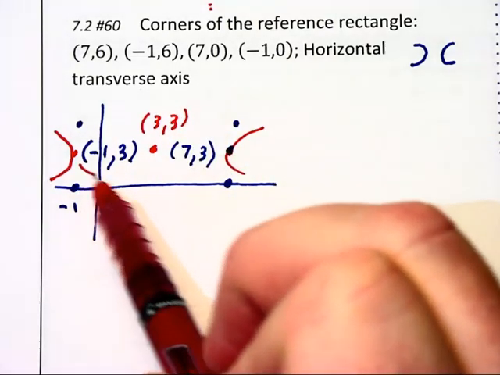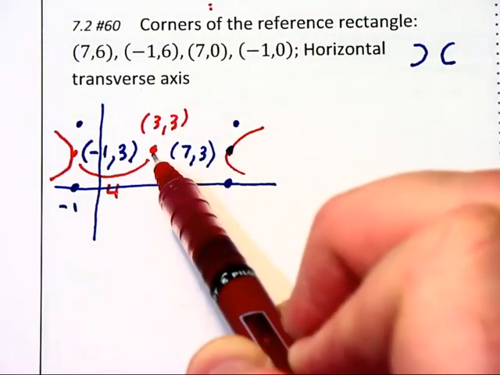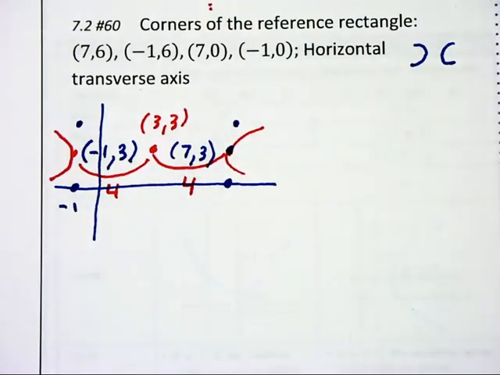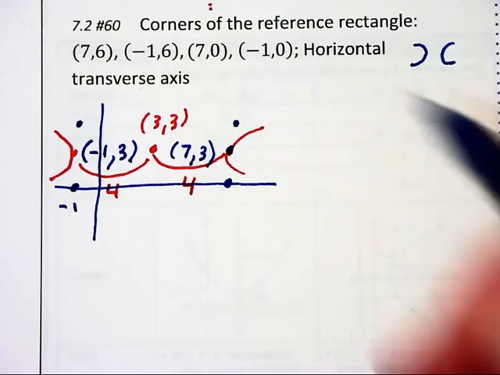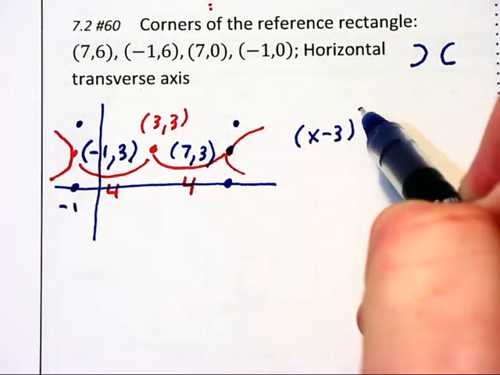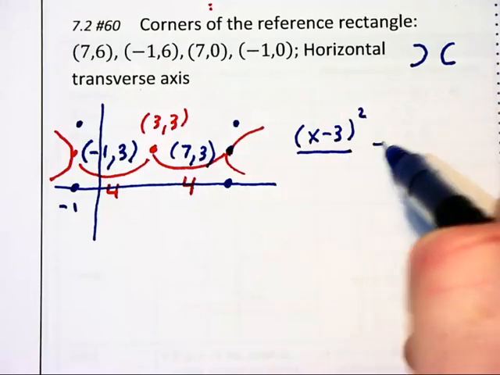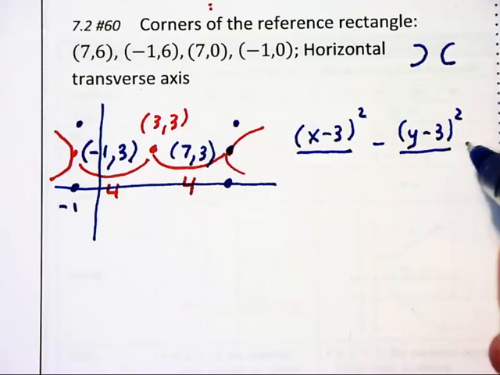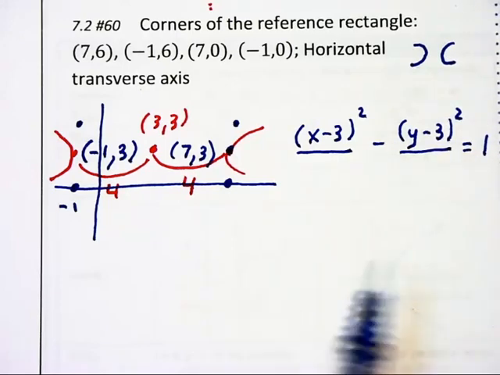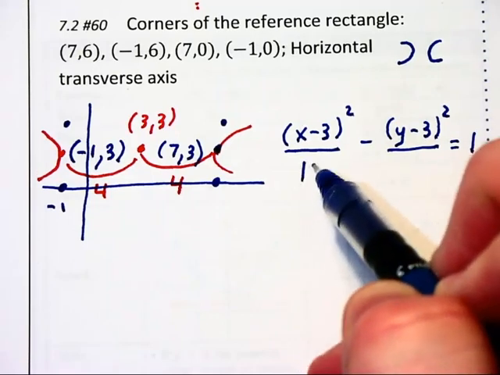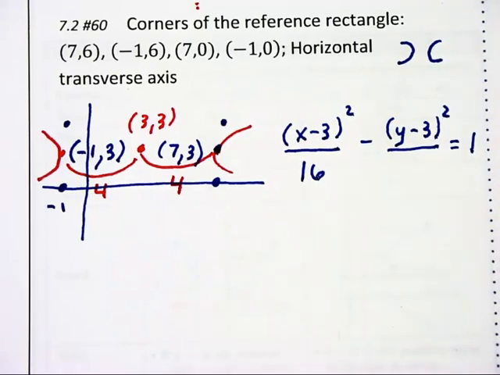Notice we are moving 4 units to the left and 4 units to the right from the center to get to those vertices. Based upon that information, we are going to have (x minus 3) squared over something minus (y minus 3) squared over something equals 1. And the first something beneath the x fraction is going to be 16. That is our 4 squared.